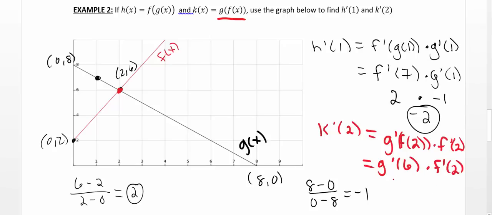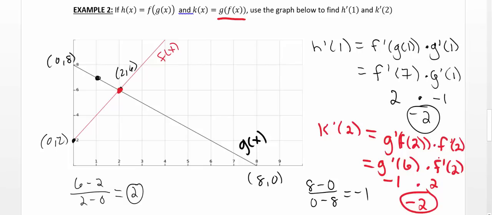So again, if I'm looking for the derivative, g prime of 6, I know that the derivative is going to have to be the slope of the line, which I already found in the first part. So I know that at 6, the slope has to be -1 because everywhere on g has a slope of -1. And then f prime of 2 is going to have a slope of 2 because f has a slope of 2 everywhere. So multiplying those together, I again get -2.